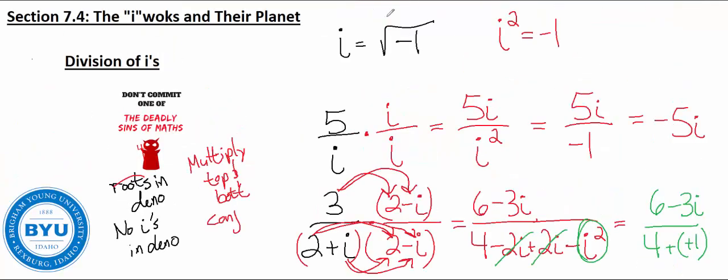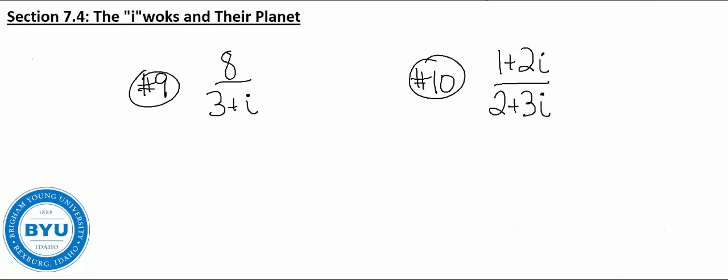So that's how we divide. Just like we did with the square roots, we're going to do with the imaginary numbers, because the imaginary number just means a negative square root. So the same rule applies. Okay, last 2 problems to the boards. Let's do it. Number 9 and 10, pause the video, multiply by the conjugate. Let's see what you get. Good luck.